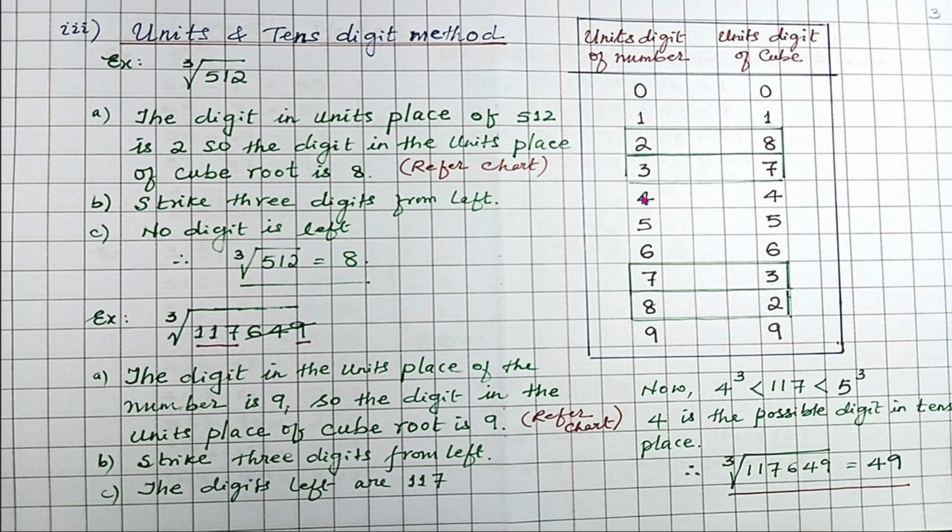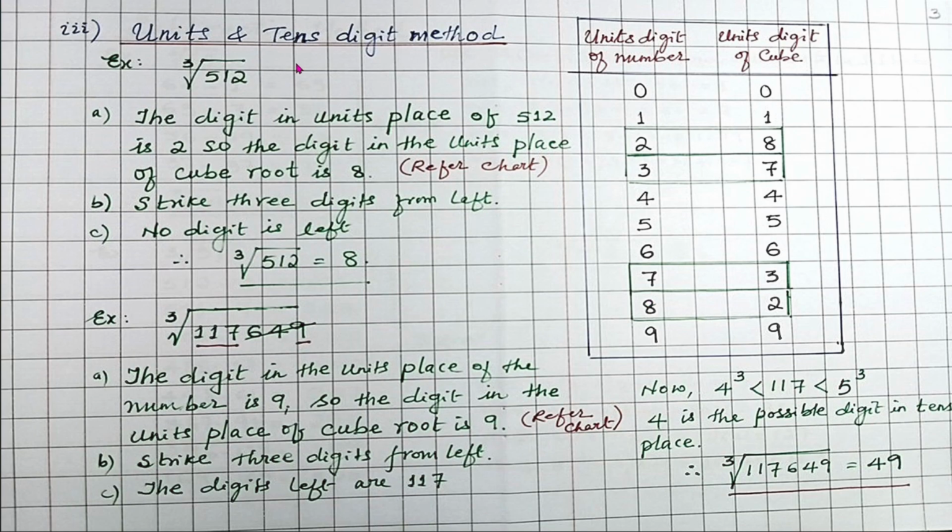If it is 3, it is 7. If it is 4, it is 4. 5 is 5, 6 is 6, 7 is 3, 8 is 2, and 9 is 9. Only remember the numbers change when the digit in the units place of the number is 2, the digit in the cube will be 8. If the digit in the units place of the number is 3, the digit in the cube will be 7. Some changes are there, otherwise the digits remain the same.